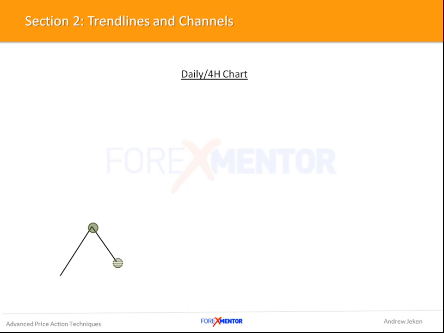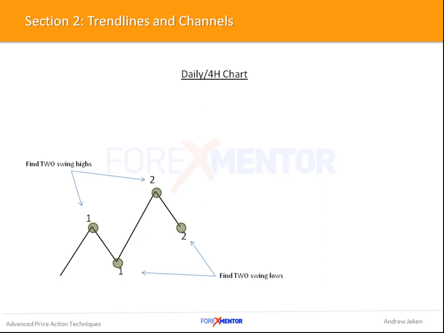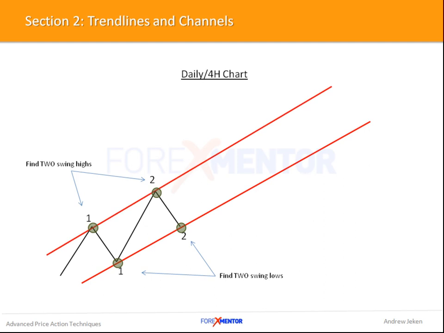First things first, we want to identify 2 swing lows and 2 swing highs. Okay, really straightforward. And you can see I've labeled them, 2 at the bottom, 2 at the top. We then want to connect the lows and the highs, and you can see it forms a channel.